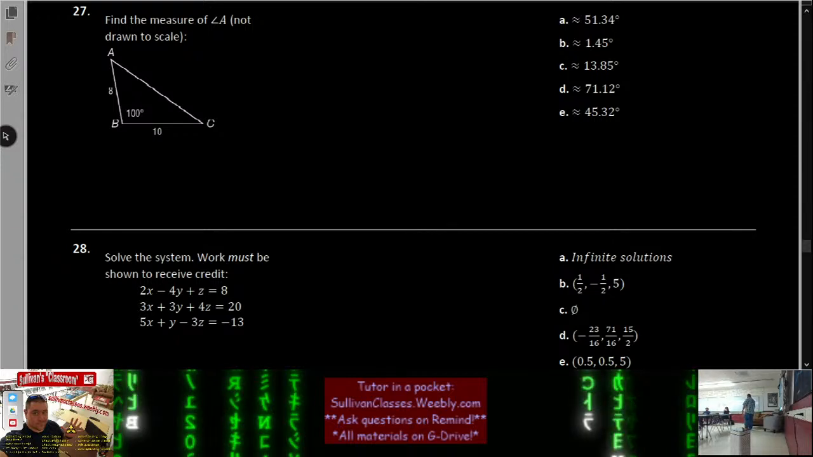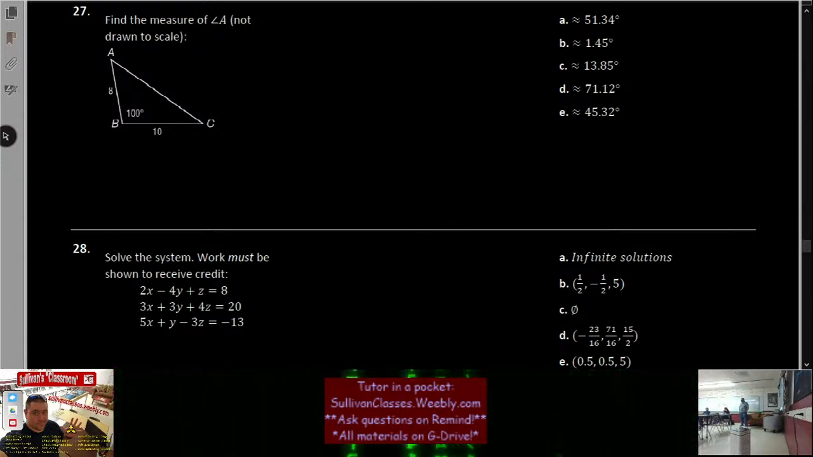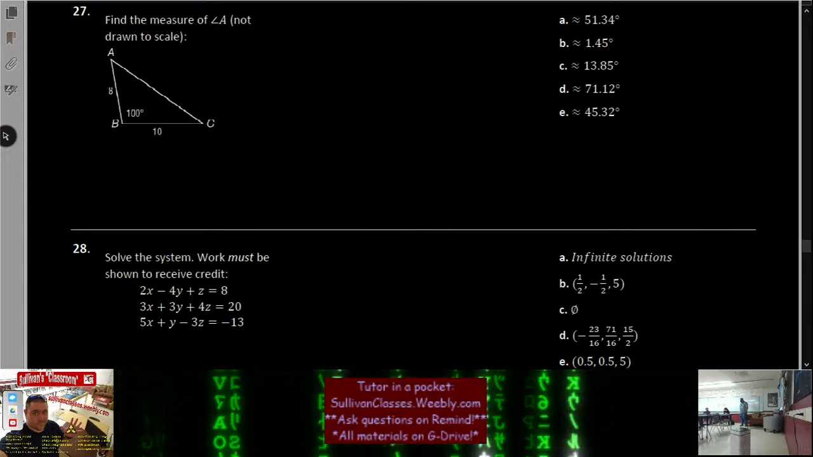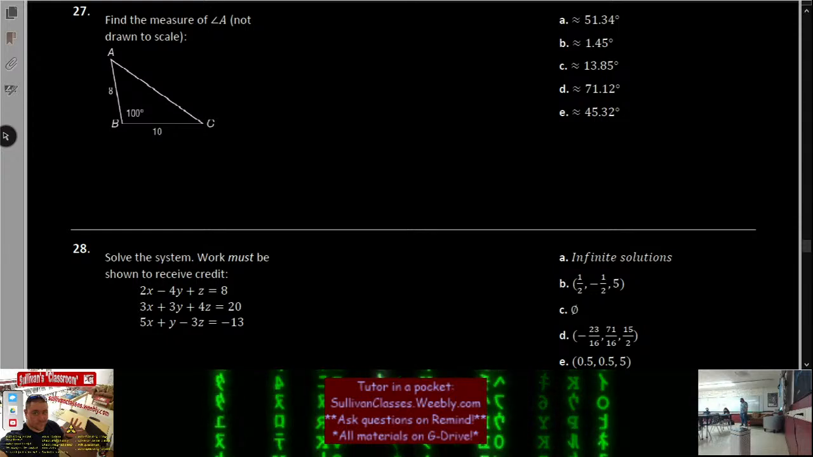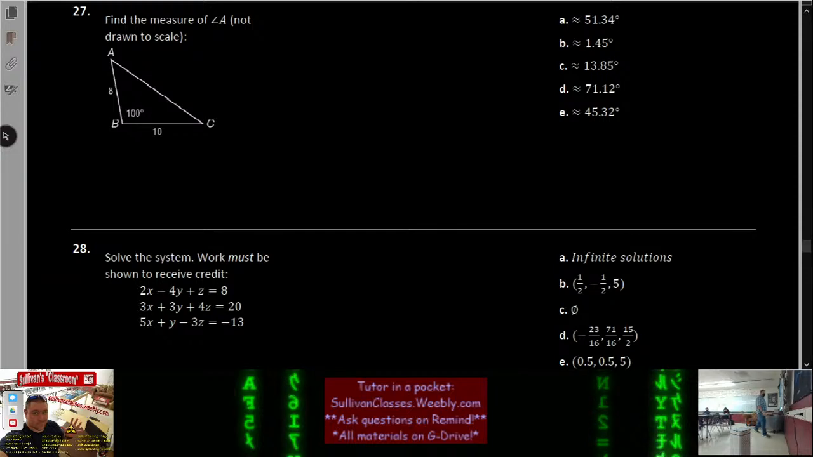Find the measure of angle A. You see that angle that says 100? What is this triangle not? It is not a right triangle.